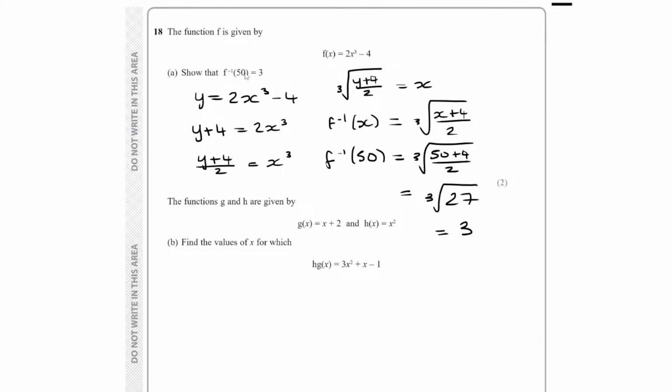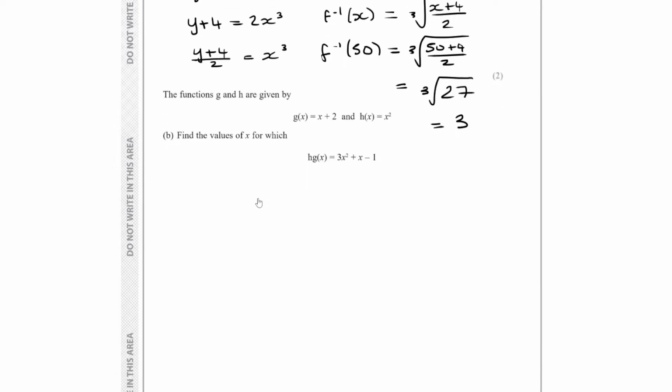So you should get 3. Obviously, well, they've obviously told you it's already 3, but 27, the cube root is 3. So you get 3. Now part B, yeah, we don't need part A anymore, do we?